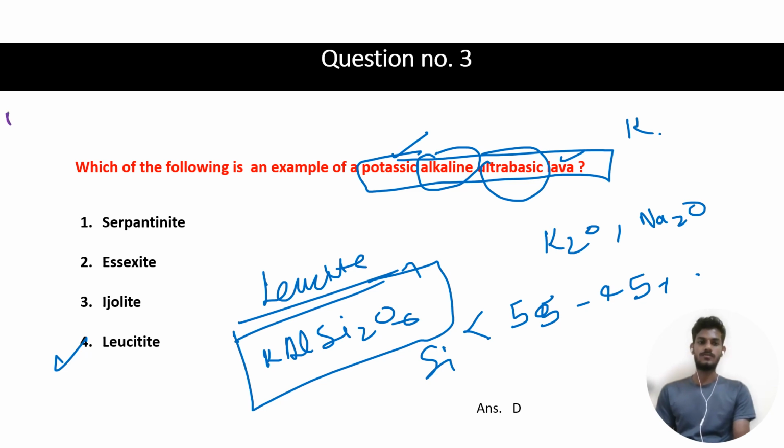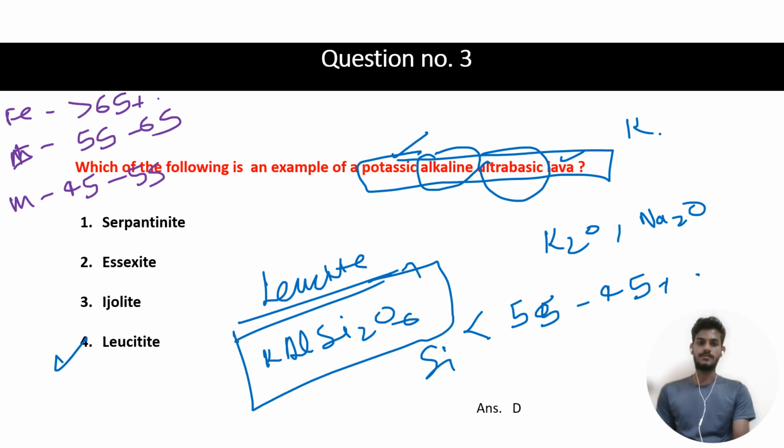You know the actual classification. It says felsic rock has silica more than 65%. Intermediate rock has 55 to 65. Mafic rock has 45 to 55, and ultramafic rock has less than 45 weight percent of silica. So this is another classification. For this question your correct option will be the fourth one.